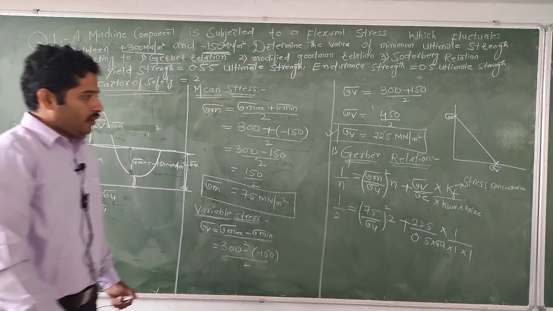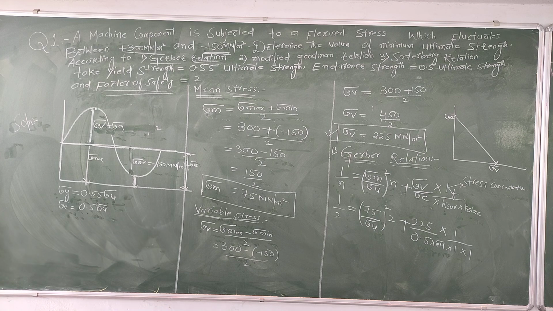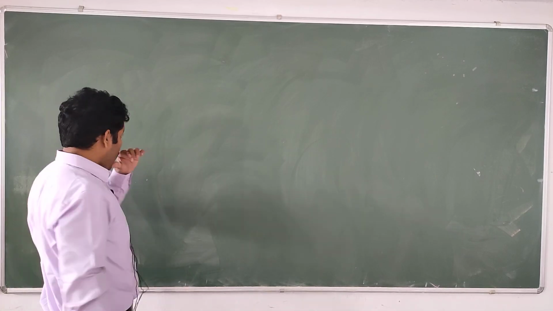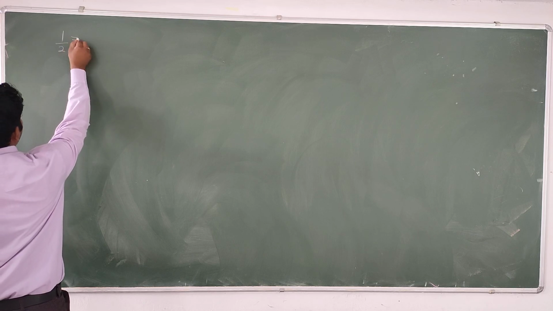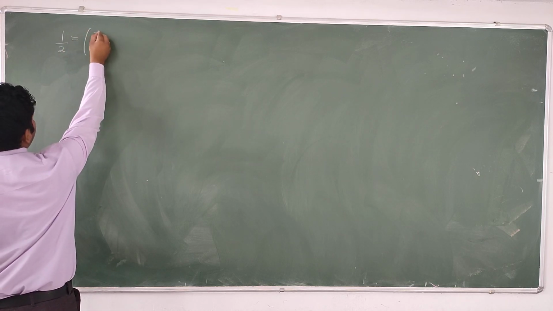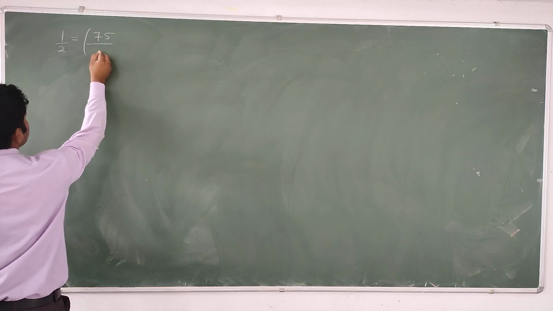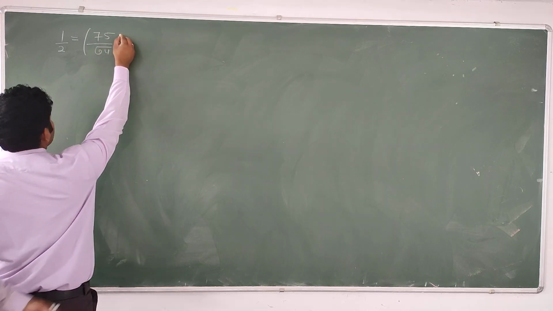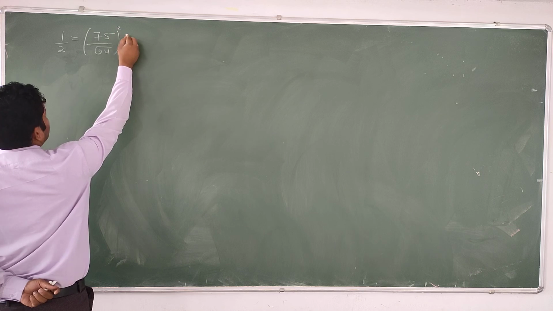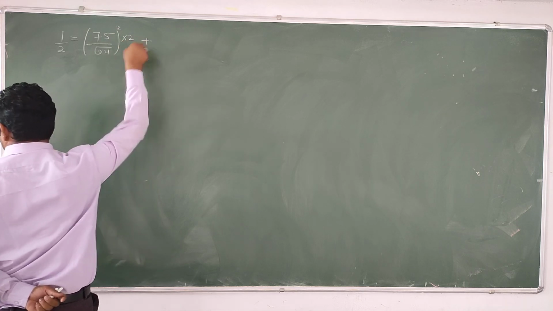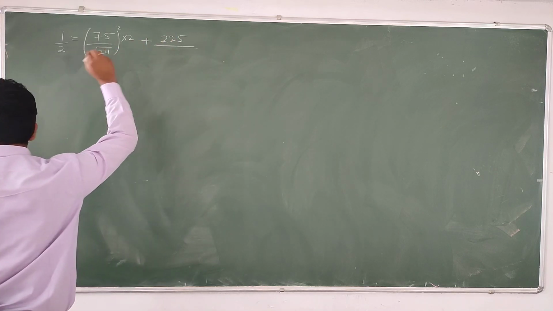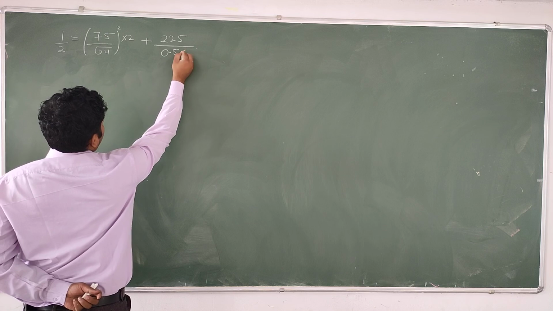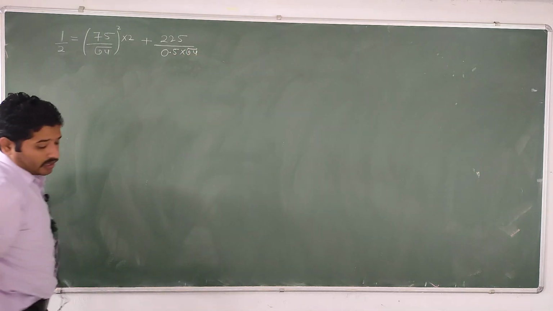Is it right? Please take this snapshot here. I will drop this one. Then 1 by 2 equal to 75 by sigma u whole square into 2 plus 225 by 0.5 into sigma u. Is it right?